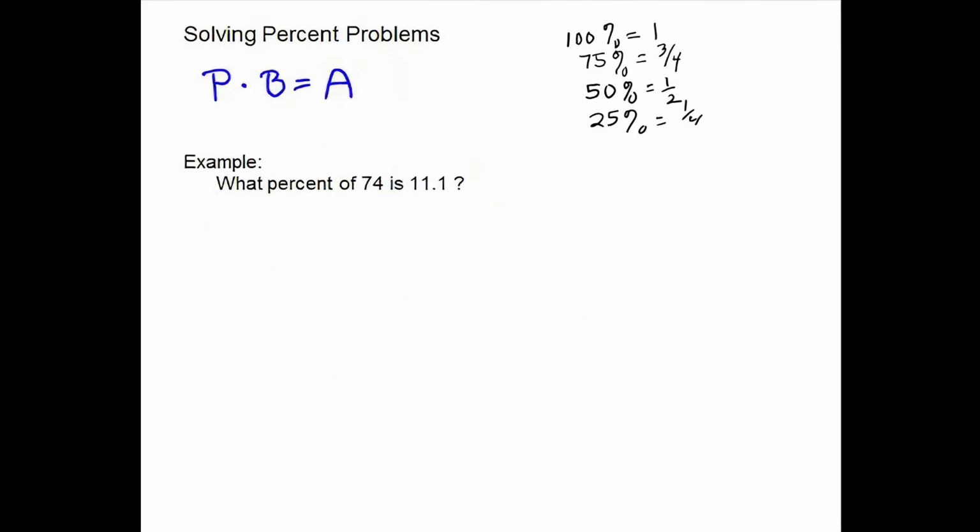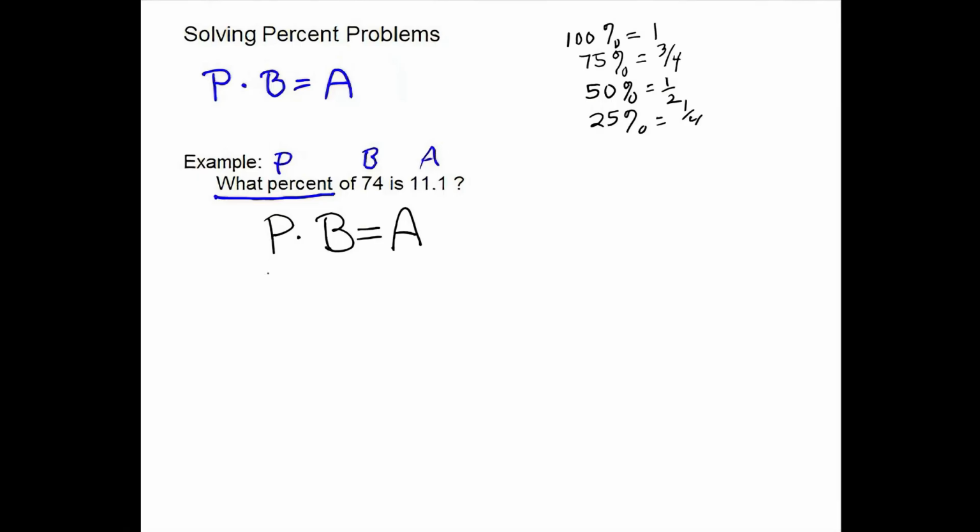For our next example, what percent of 74 is 11.1? So we'll write our formula, P times B equals A, and then we'll find our pieces. So first we'll look for the percent. This time that's going to be our unknown. What percent? Keep reading. Right after the percent should be your base. What percent of 74? 74 is going to be your base. Here's your is, and the A this time is on the end of the problem. Remember, it can be at the beginning or the end.